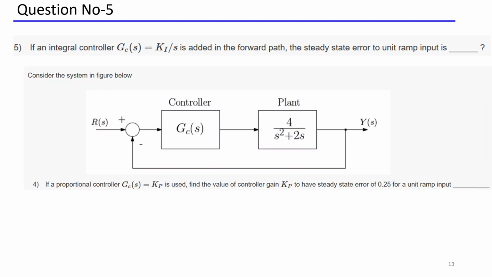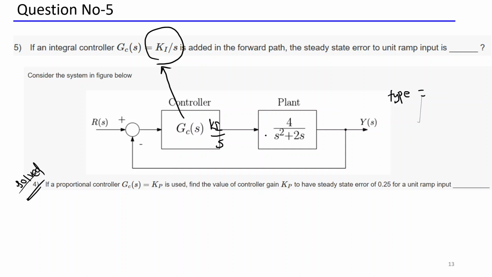I think question number 5 you can now solve. Forget about question number 4 because you already solved it. In question number 5, in place of gc, the gc is now replaced by only an integral term. So this gcs is this one. Find the steady state error to a unit ramp input. Just assume that it is ki by s. If we put ki by s, then tell me what is the type of the system.